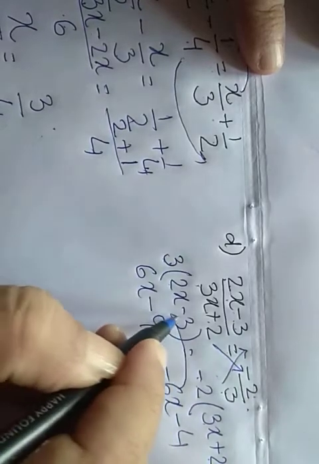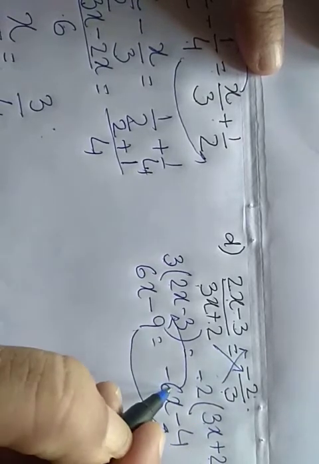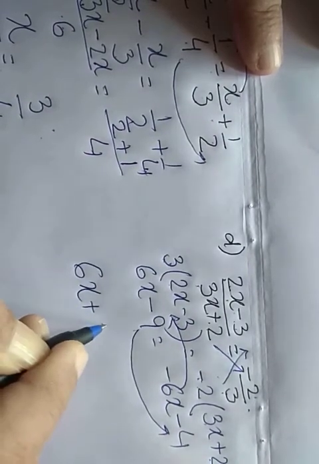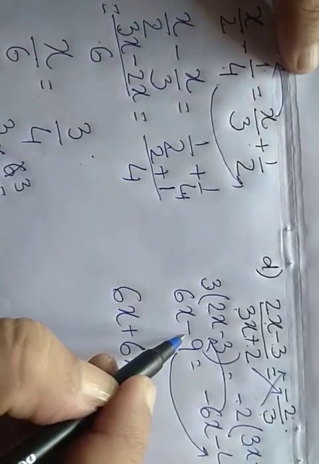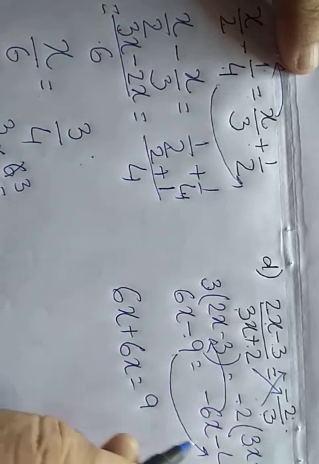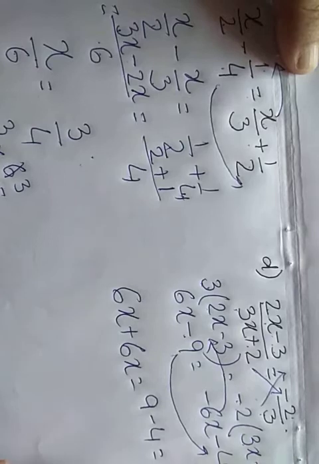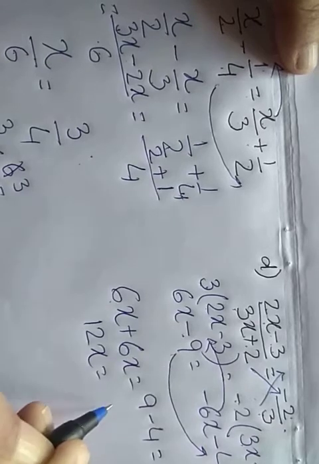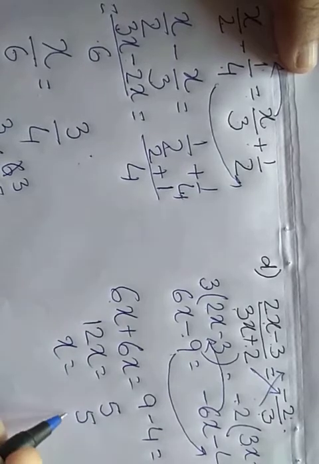Let us take this 6x to this side and let us take this number 9 to this side. 6x here is minus, if it comes here it becomes plus. 6x plus 6x is equal to, this is a minus 9. If it goes there, it becomes plus 9. This is minus 4. 9 minus 4 means how much? 5. 6 plus 6, 12x is equal to 5. Or x is equal to 5 by 12.